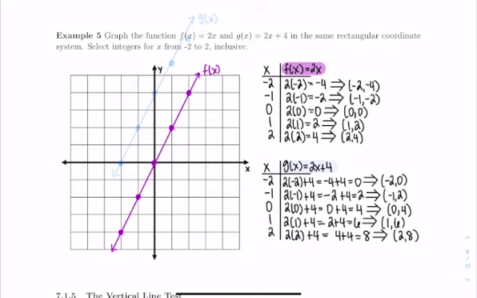And so I'm going to plot this in blue. So we have negative 2, 0. We have negative 1, 2. I have 0, 4. 1, 6, which I'm going to go off the graph here a little bit. And then we have 2, 8.